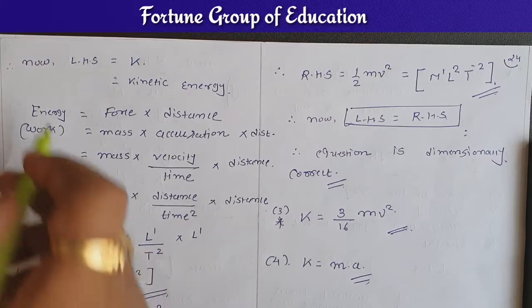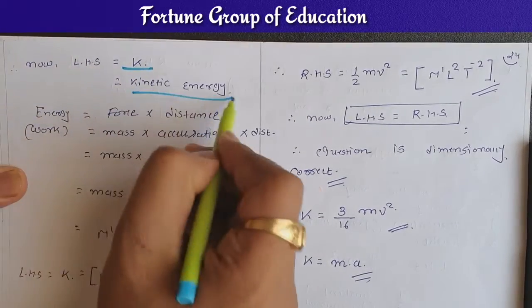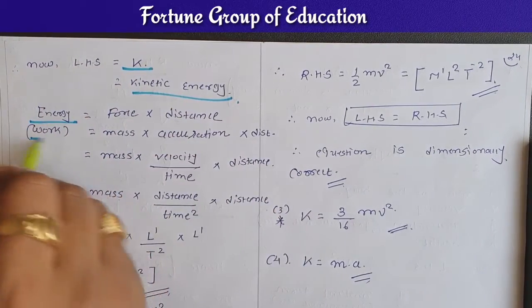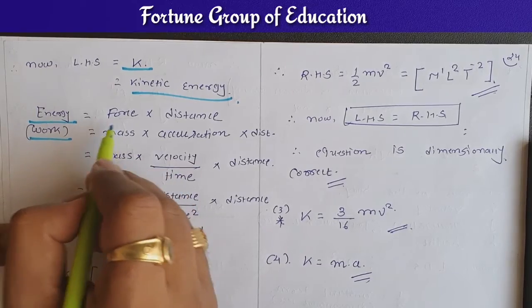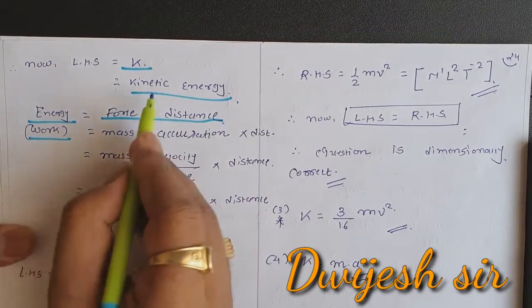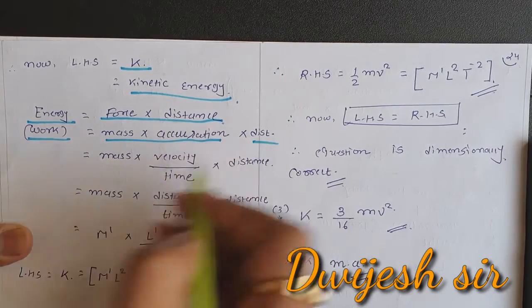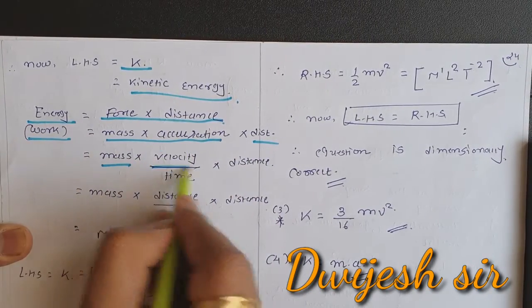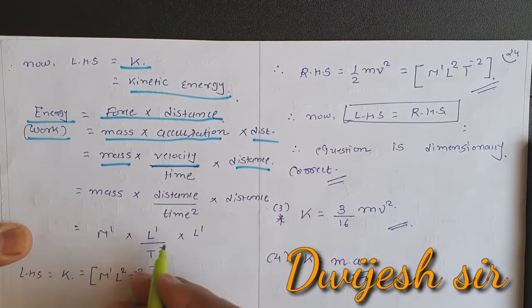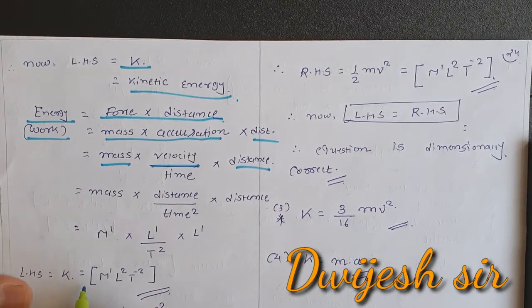Now, from the left hand side, K is kinetic energy. Now what is the energy equation? The dimension formula of energy is force into distance. Force equals mass into acceleration, into distance. Mass into acceleration equals velocity upon time, into distance. So our dimension formula of energy is M¹L²T⁻².